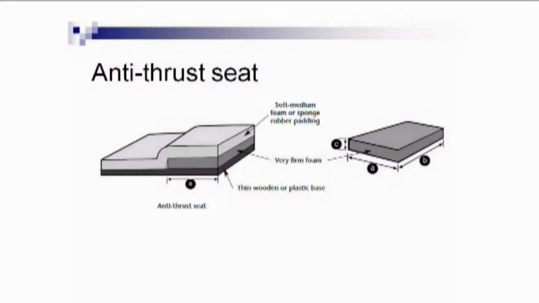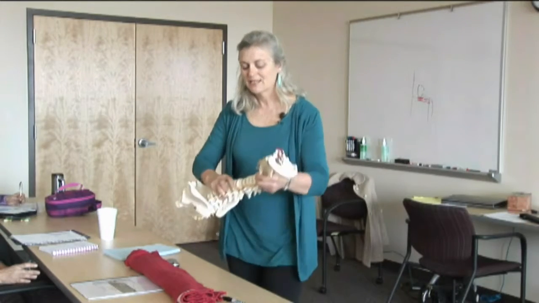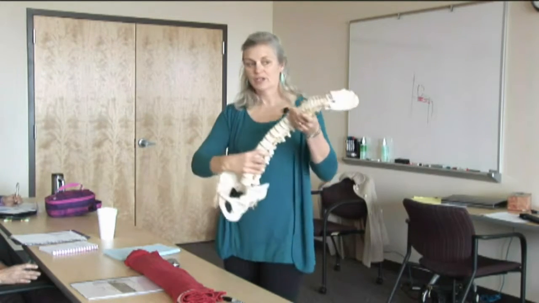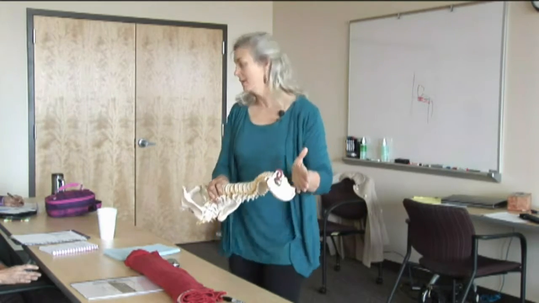An anti-thrust seat is just that. It's providing a block so somebody doesn't thrust forward. So the way that you measure the anti-thrust seat is the first thing is the pelvis has to be upright. The last piece we did, if somebody has a tendency for a curve, we wanted to see how flexible that was, and we get that through the rib cage.